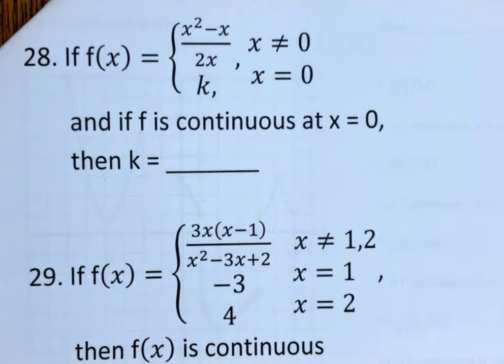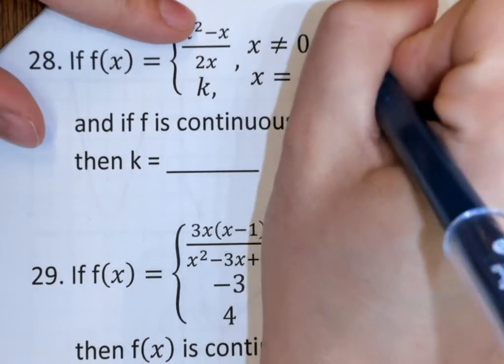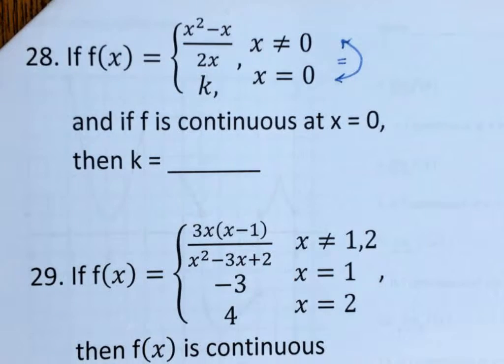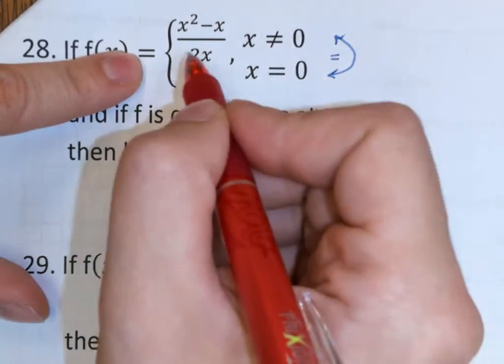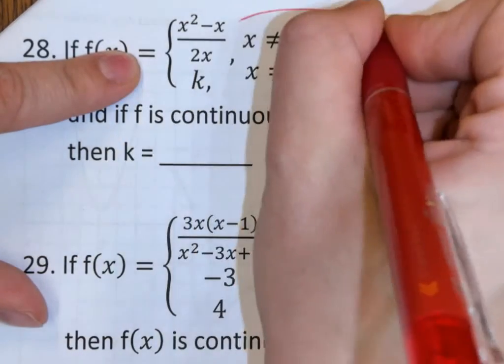If f is continuous at 0, can somebody tell me what's going to be true? What's going to happen if f is continuous at 0? You're saying k is going to be 0? The only thing that we should know for certain here is, if f is continuous, then those two things need to be equal, right? But why am I saying x cannot equal 0 here? Because it's going to be undefined. But what can I do with that function?